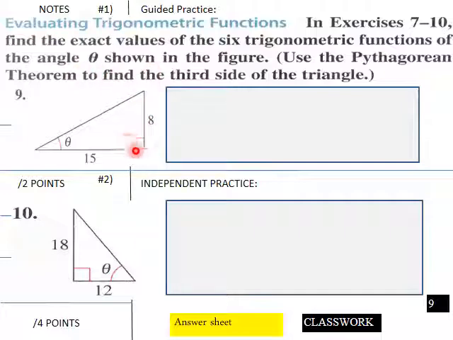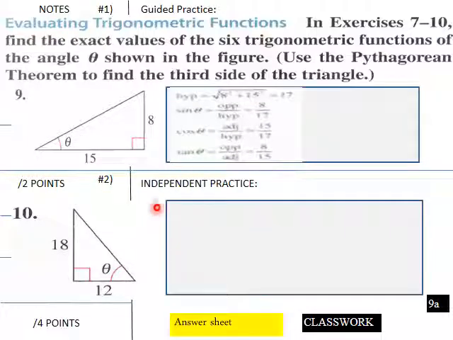Okay, our first guided practice here. Find the exact values of the six trig functions for this triangle here. Students, this one is yours down here. I'm not sure if I'll do this one for you today. I might. But up here, for our 8, 15, and then our hypotenuse, which is 17.